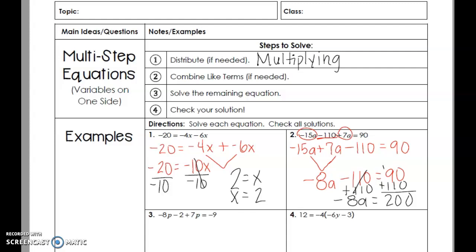To solve this problem, I'm going to divide by negative 8. So I have negative 8 times a equals 200. Divide both sides of my equation by negative 8. My signs are different, so I know that my answer will be negative. So now I divide 200 by 8, and my answer is negative 25. So a equals negative 25.